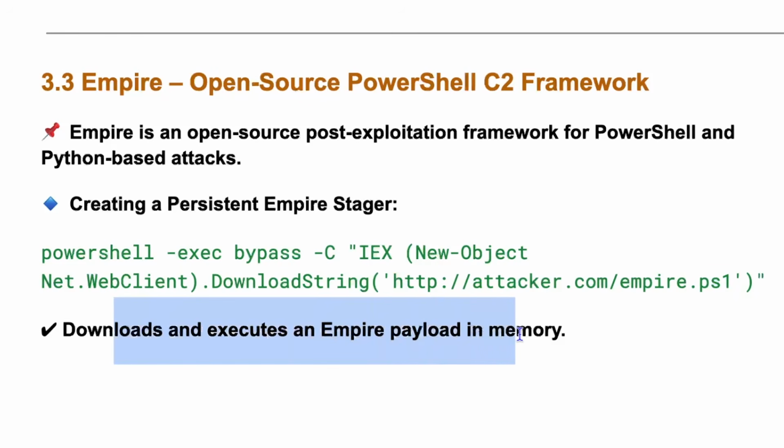So this downloads and executes an Empire payload in memory, meaning in your random access memory, in your RAM. And when it does that, it does not download something directly onto the hard drive. It does it in volatile memory that will wipe every time the machine is fully restarted. So this helps you run the payload, hopefully without setting off too many red flags or too many alerts.